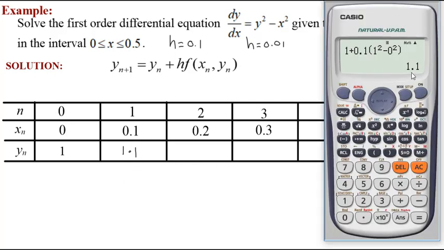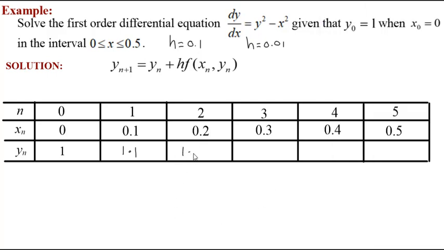Now that we've got y1, we can proceed to get y2. Let's set this as our answer, which is y1 plus 0.1 multiplied by f. In this case y1 is 1.1, so it's 1.1 squared minus x1, which is 0.1 squared. Then we get the answer to be 1.22.